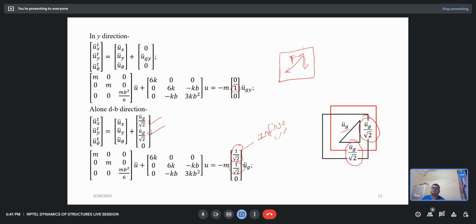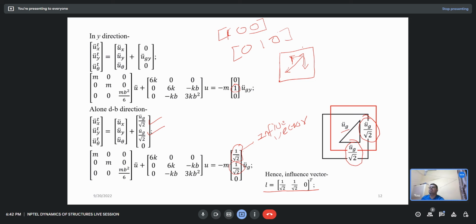Influence vector. For the dB direction, the influence vector is 1 by root 2, 1 by root 2, 0. For the y direction, that vector is 0, 1, 0. And for the x direction, that vector is 1, 0, 0. So this is the third question.